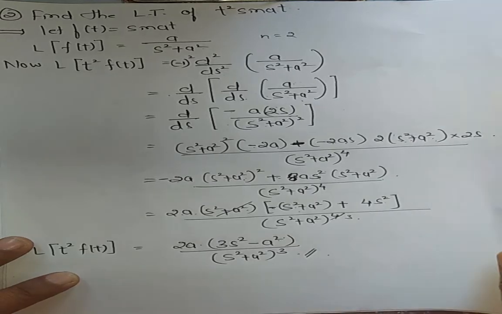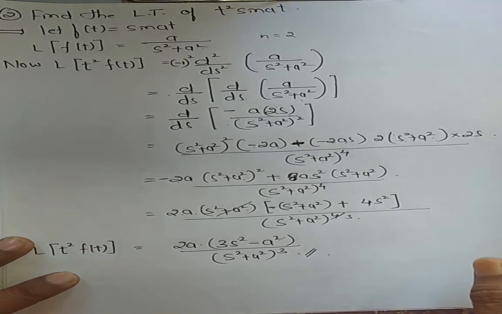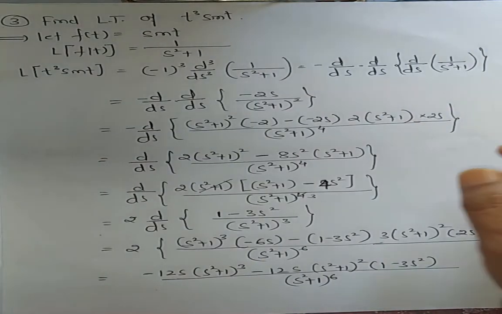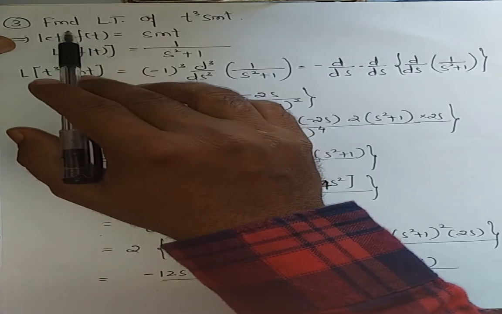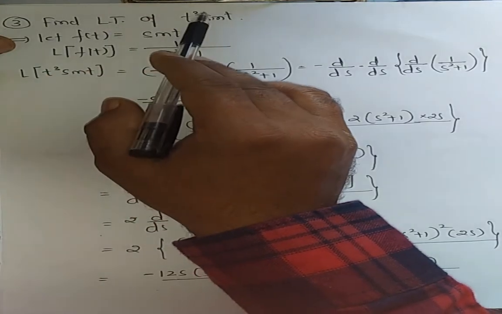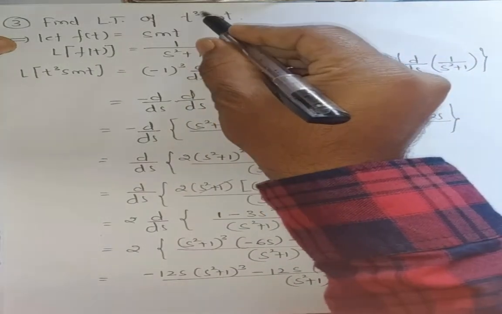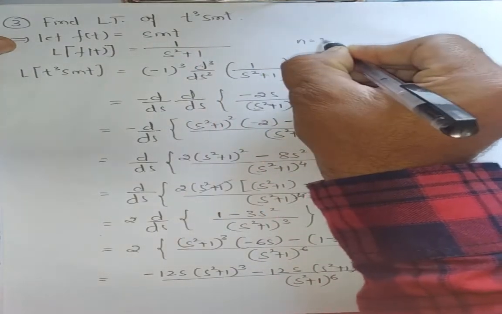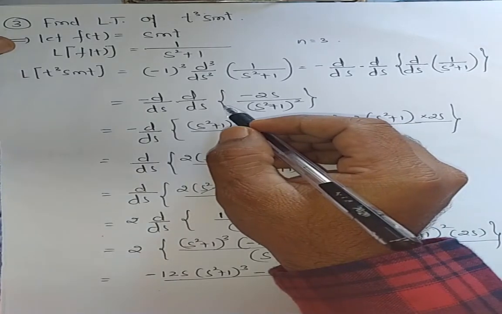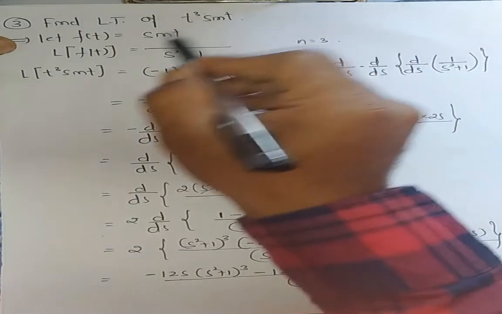Okay, so let us go for another example which is having a power t to the power 3. Now let us go for another example, the last example here. Find the Laplace transform of t³ sin t, where t to the power n, n is here 3.